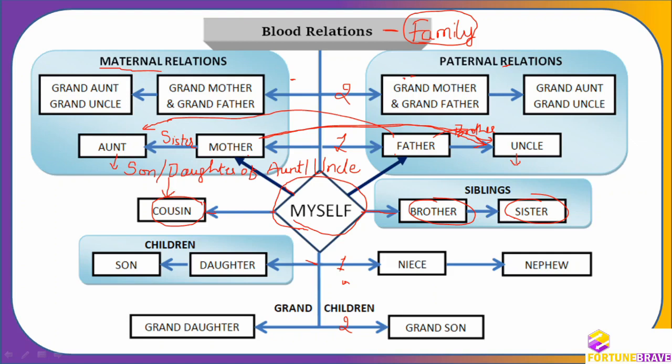First generation is over. Let us go to the second generation. Second generation, again you will see here. You will see your grandmother and grandfather can come from both the sides. From your mother side or your father side. So paternal grandmother or paternal grandfather is from your father side. Your father's mother and father.